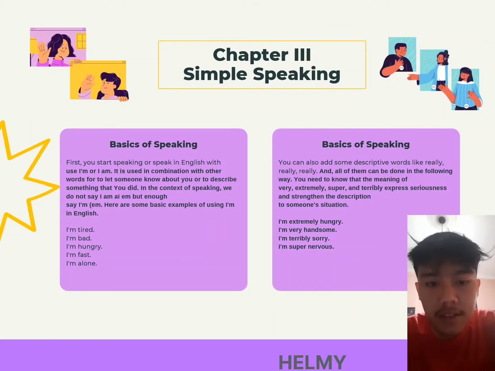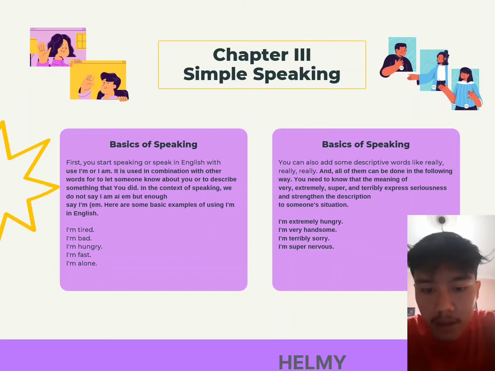Chapter 3. Simple speaking. Basics of speaking. First, you start speaking in English with "I am" or "I'm". It is used in combination with other words to let someone know who you are, or to describe something that you did in the context of speaking.